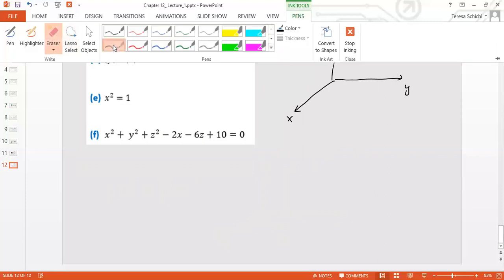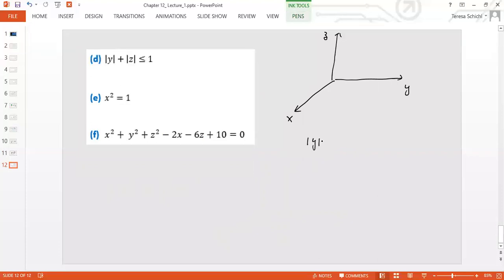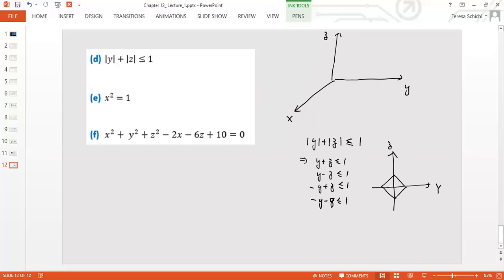Okay, so I only look at y plus z. If y plus z is less than or equal to 1, you can break this into y plus z less than or equal to 1, y minus z less than or equal to 1, negative y plus z less than or equal to 1, and negative y minus z less than or equal to 1. If you look at the YZ axes here, what is this going to give you? This is going to give you 4 lines, right?